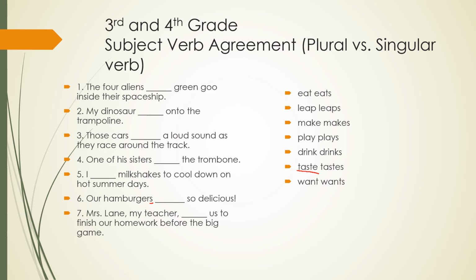Next, Mrs. Lane, my teacher, want us to finish our homework before the big game. Mrs. Lane, my teacher, wants us to finish our homework before the big game. If you said wants, you are correct because Mrs. Lane is one person. Mrs. Lane is what wants. She's the noun. This is the verb. That's the noun. This is the verb. So, singular noun, singular verb.